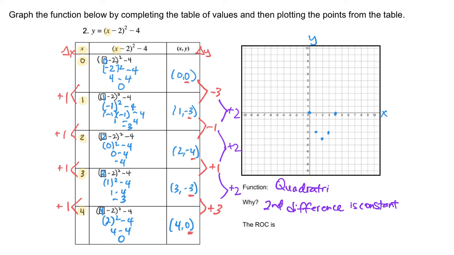The shape should also be a giveaway. And so what we say about the rate of change is the rate of change is increasing by 2. And I just drew in my smooth curve. Remember, quadratic is going to be U shape. So no pointy bottom, it's a U shape.